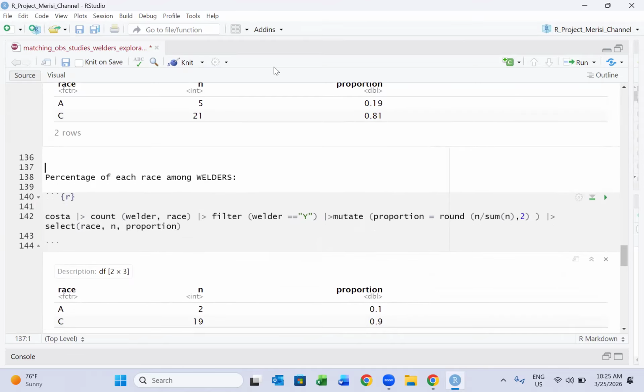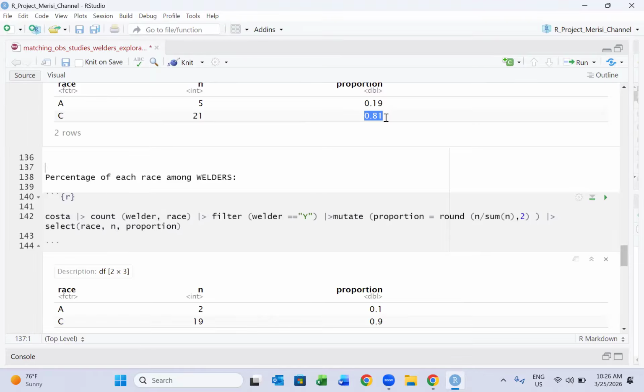So what do we see here, guys, in terms of the difference between the two groups? Well, in terms of African Americans, we can see that 19% of non-welders are African Americans compared to 10% of welders. So African Americans seem to be more prevalent among non-welders, right? And obviously the opposite is true for Caucasians. So they seem to be more prevalent among welders. So 90% Caucasians among welders, 81% among non-welders. Okay. Perfect. But again, these are exploratory statistics.